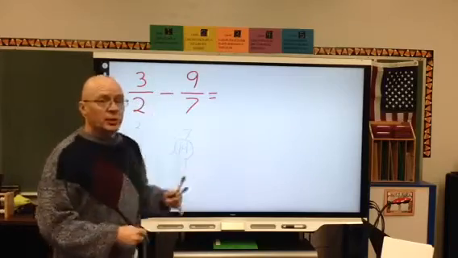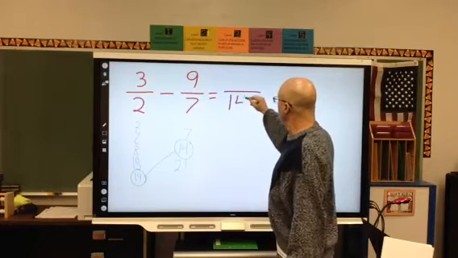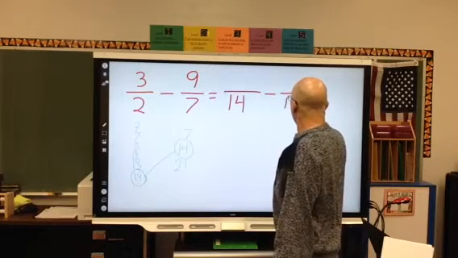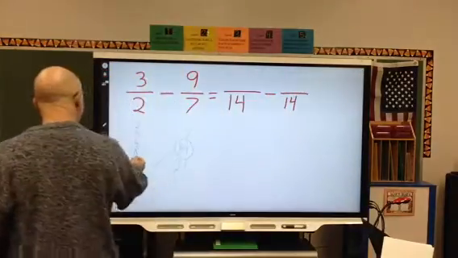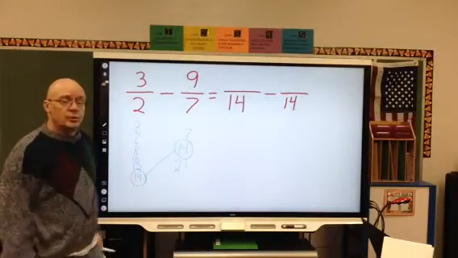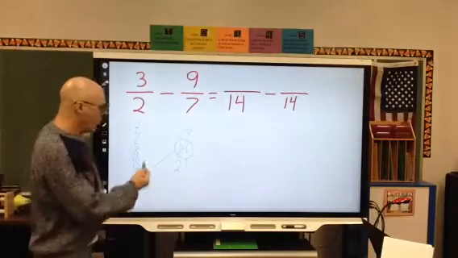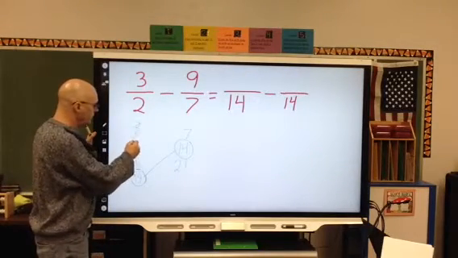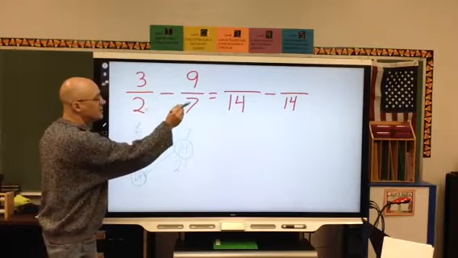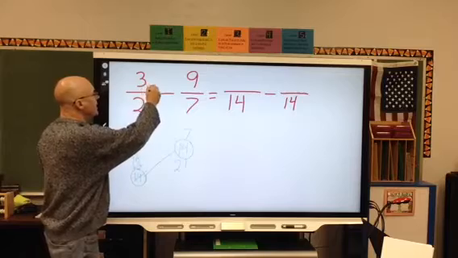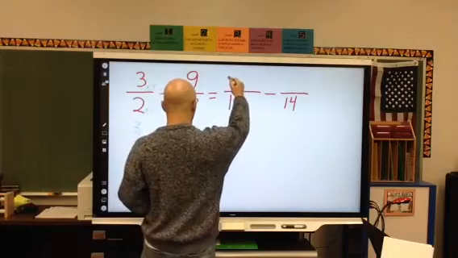Okay? So we need to rewrite this problem. We know our denominators are going to be 14. But now we have to find the numerators. Remember, whatever we did to the denominator, we must also do to the numerator. So what did we multiply 2 by to get 14? We multiplied 2 by 7. 2 times 7 is 14. So what's 3 times 7? 3 times 7 is 21.